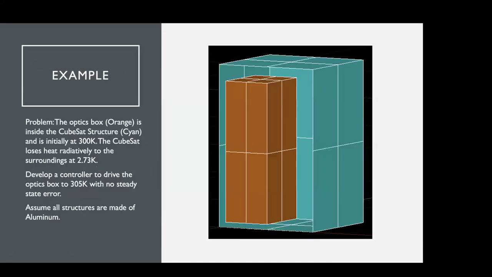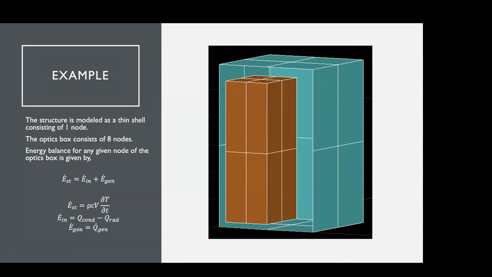But if we look at a problem to emphasize what's actually capable here, assume we have an optics box, which is the orange, inside the CubeSat structure, which is the blue. If it's initially at 300 Kelvin and loses heat radiatively to the surroundings, how do you develop a controller to control the optics box at 305 Kelvin with no steady state error?